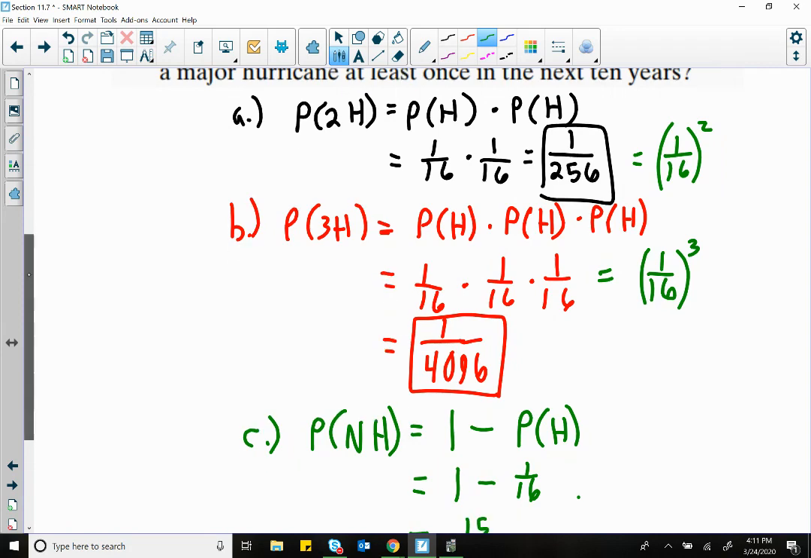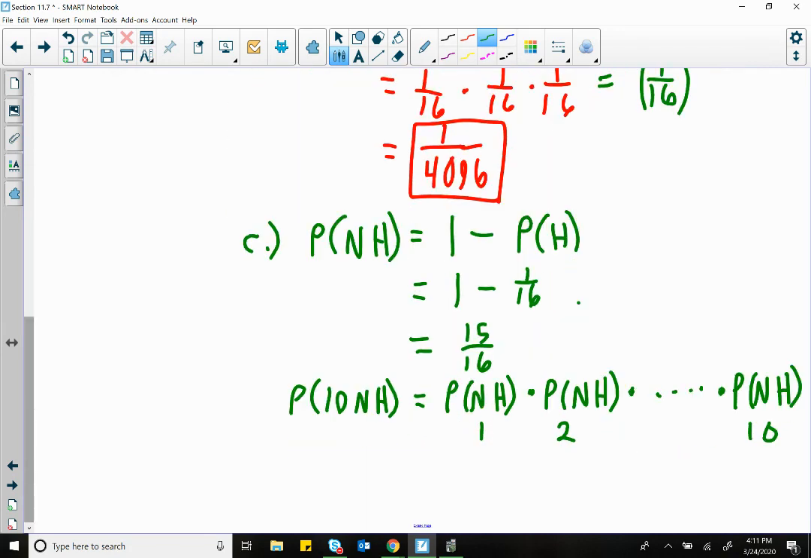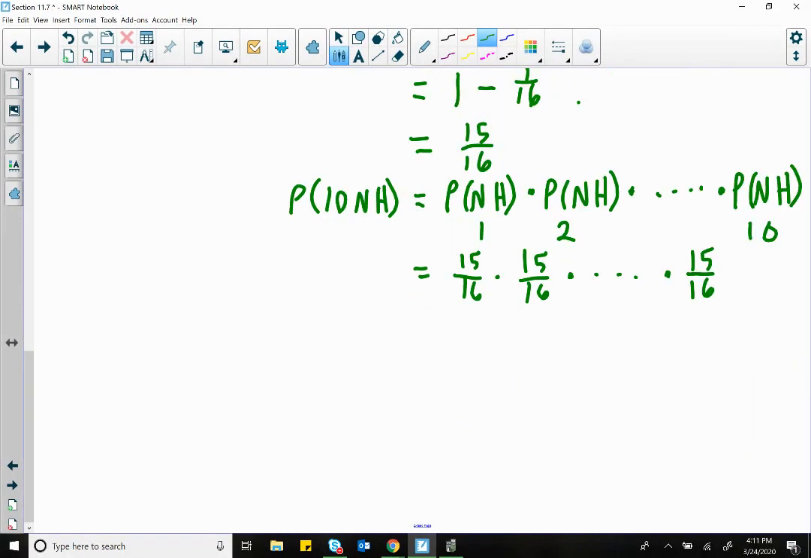And then, so down here, we're really taking 15 out of 16 times 15 out of 16 times 15 out of 16 10 times. So another way to think about this, easier way to put it in the calculator than typing all that out, is just go in and put 15 over 16 to the 10th.